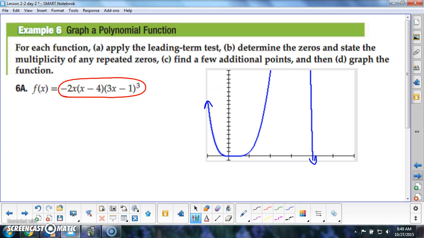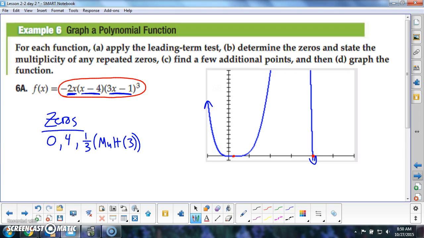Now when you look at the graph, it appears to cross the x-axis once, and then it kind of looks like there's a repeated 0 that doesn't cross the x-axis right here, but again, that part of the graph is a little bit misleading. If we look at the equation, that'll give us our zeros. We have a 0 at 0, and that's from this part of the equation. We have a 0 at 4, that's from this part of it. And we also have a 0 at positive 1/3. And that has multiplicity 3.